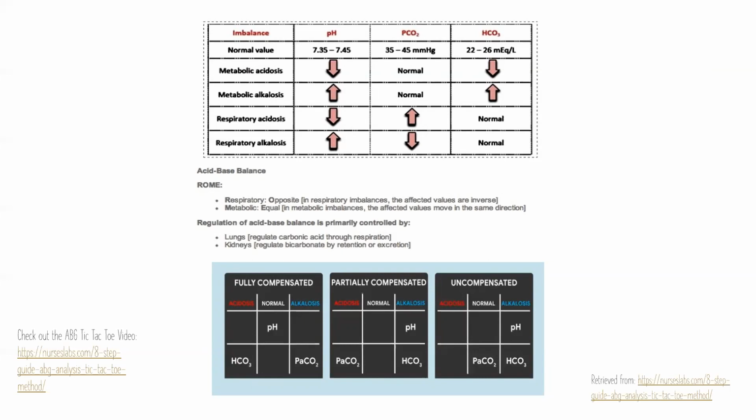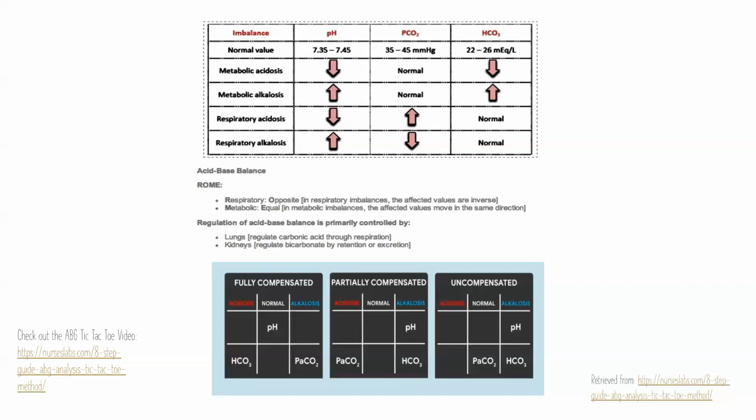The next thing you'll see is the PCO2, or the partial carbon dioxide, is alkalotic. And in this case, the patient is fully compensated, meaning that the pH is normal because the lungs and the kidneys have worked together in order to establish or maintain a normal pH.